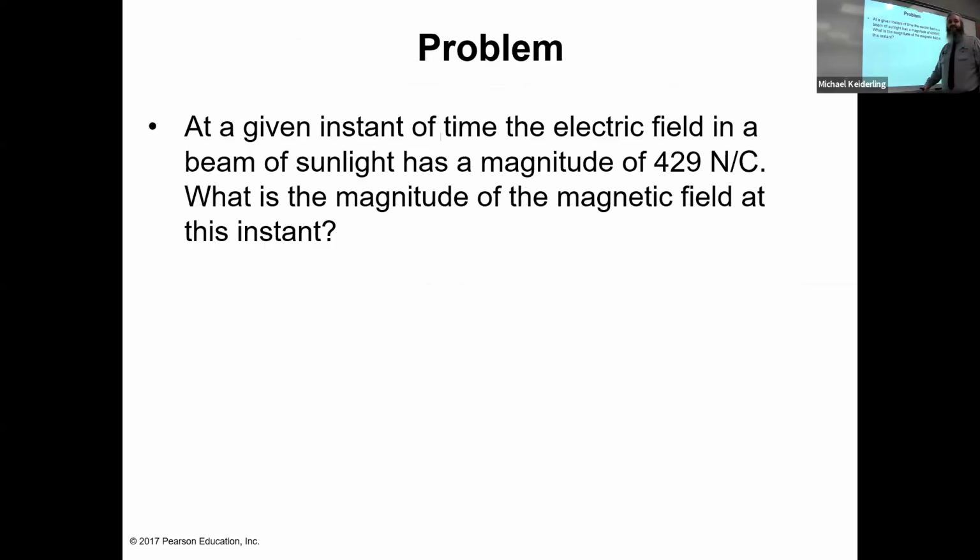So at a given instant of time, the electric field in a beam of sunlight has a magnitude of 429 newtons per coulomb. What is the magnitude of the magnetic field at this instant? I'll let you think about that for a minute or so.